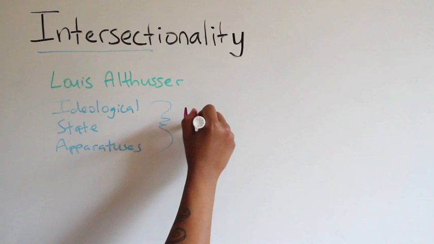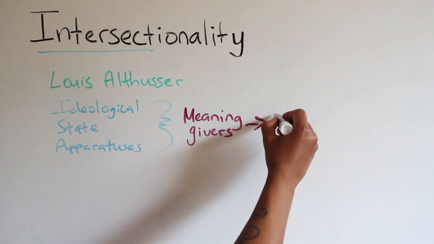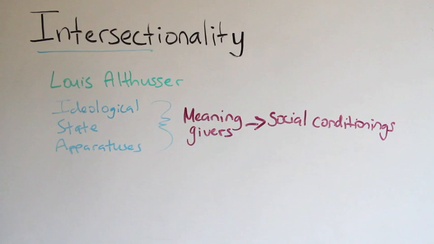There are meaning givers that give meaning and messages through social conditioning that then have a larger impact on how we see ourselves and one another, our identities. So what are these meaning givers? Who are these meaning givers?